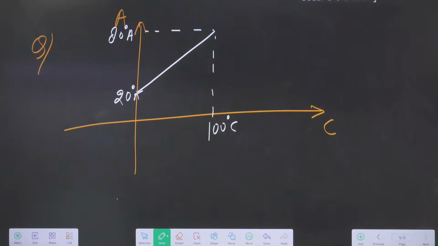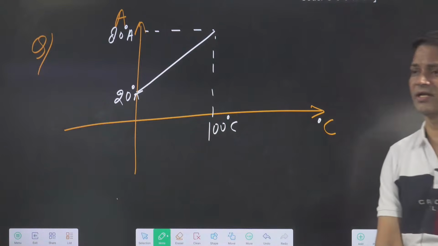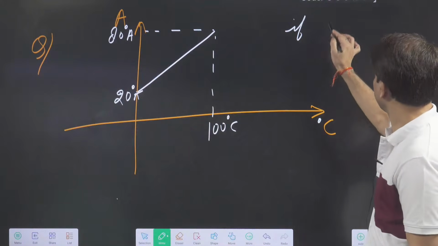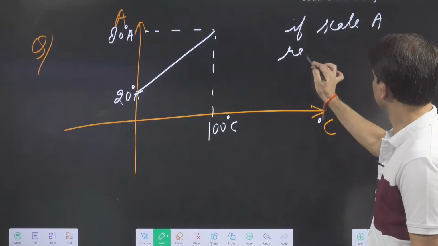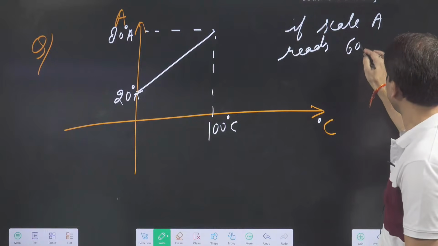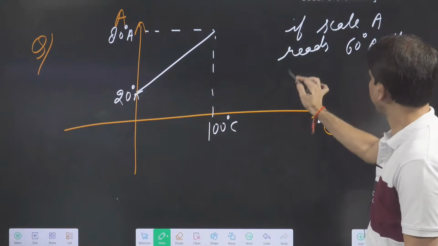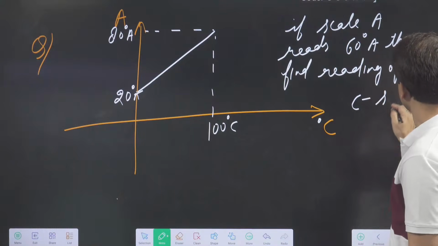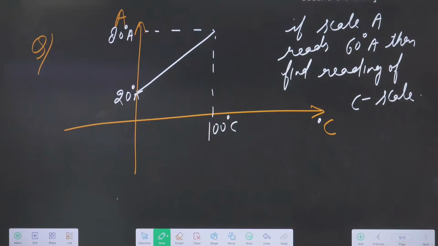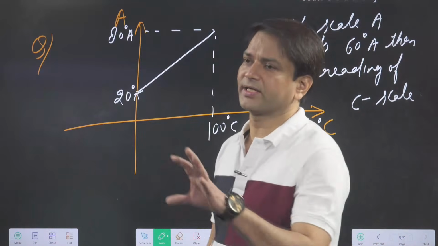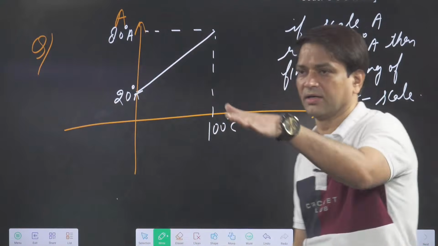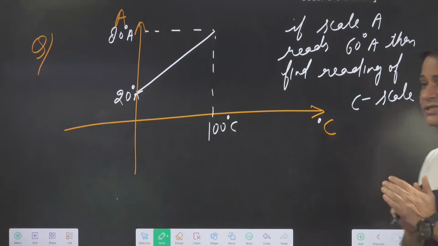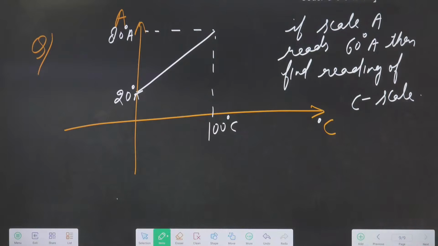So I gave the graph between any scale A and the Celsius scale. This is the straight line graph I gave. If scale A reads 60 degrees A, then find the reading of the Celsius scale. Tell fast. This is the graph I have not given directly with LFP, UFP. I gave the graph for thermometer A and Celsius. Now I am saying if thermometer A shows the reading 60 degrees A, then what is the reading of the Celsius thermometer?